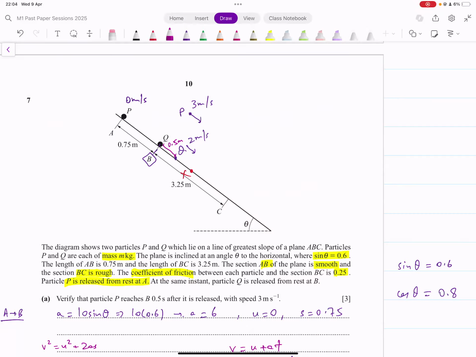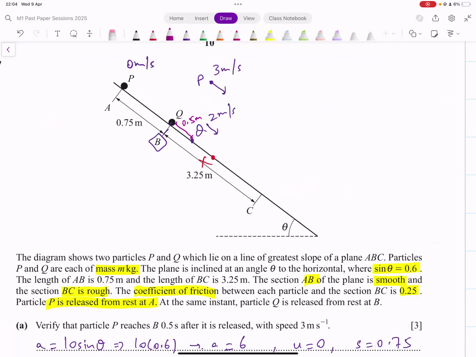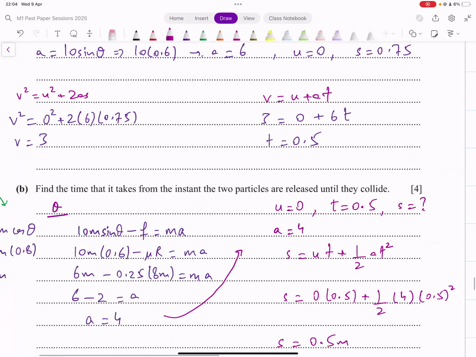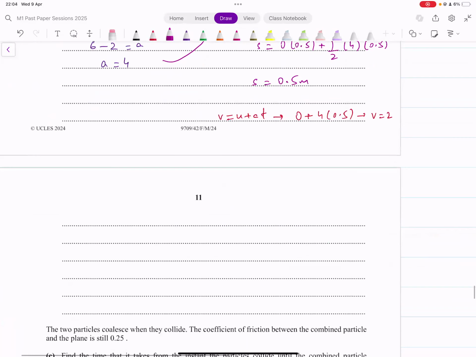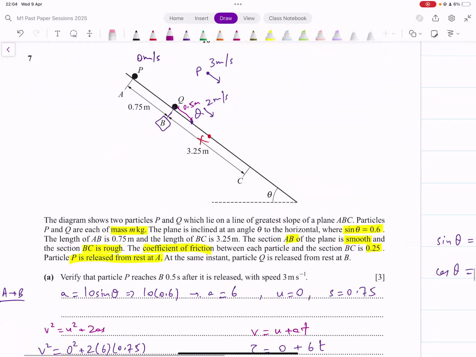Okay. Now until this point, we know P is 0.5 meters behind Q for now. Now, what happens after this point? We want to find the time until they collide. So at some point, they should be at the same position.